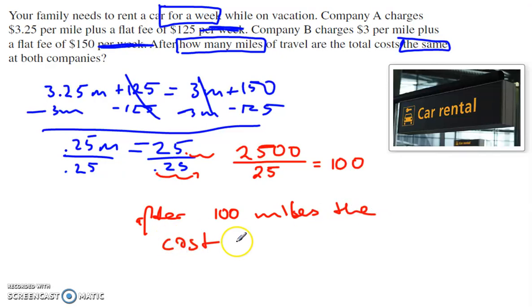The cost is equal. All right. Before that, company A would be cheaper. After that, company B would be cheaper.